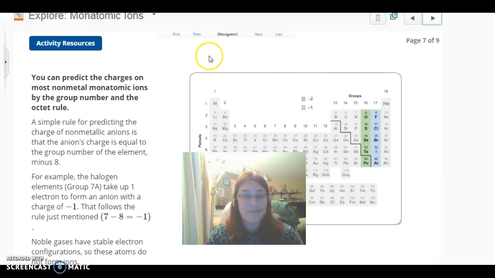You can predict the charges on most non-metal monatomic ions by the group number and the octet rule. So let's make sure we understand all the words in that sentence. So charges, we want to know if it's positive or negative, and positive or negative, how many. That's super important. Nonmetals. Oh yeah, our nonmetals are over here on the right, except for which one?